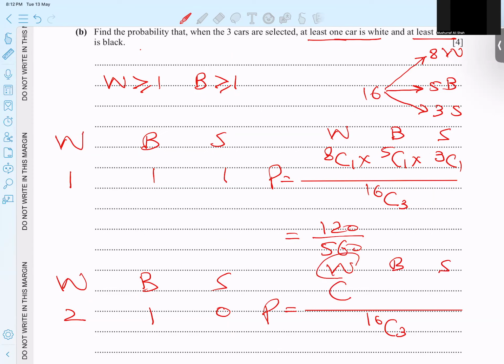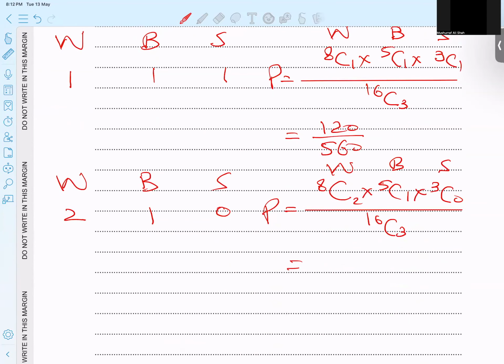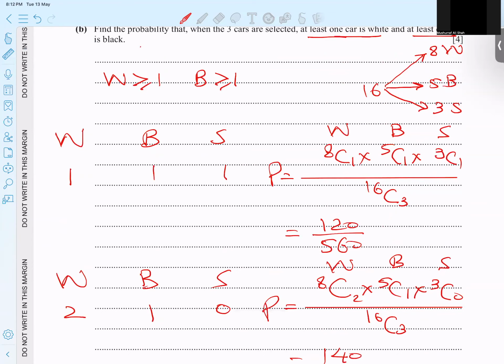From white, total available 8, and I need 2. Why 2? Obviously the planning is there. 8C2. From black 5, I need 1. So 5C1. And from 3 silver, I need not a single one. So this is the second option. Let me check it. 8C2 is 28 into 5. I got 140 over 560. Answer number 2. Now, I think this is okay.